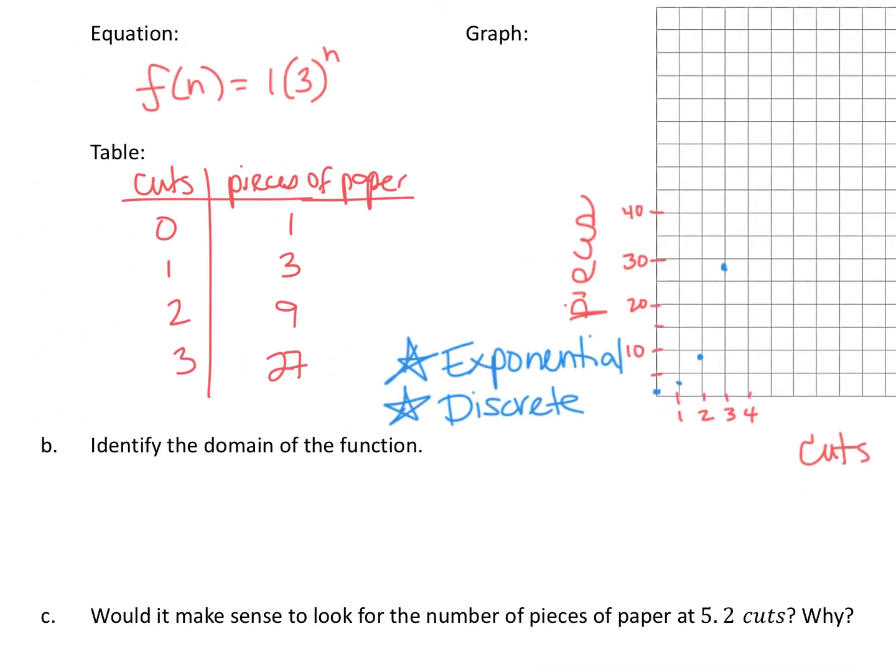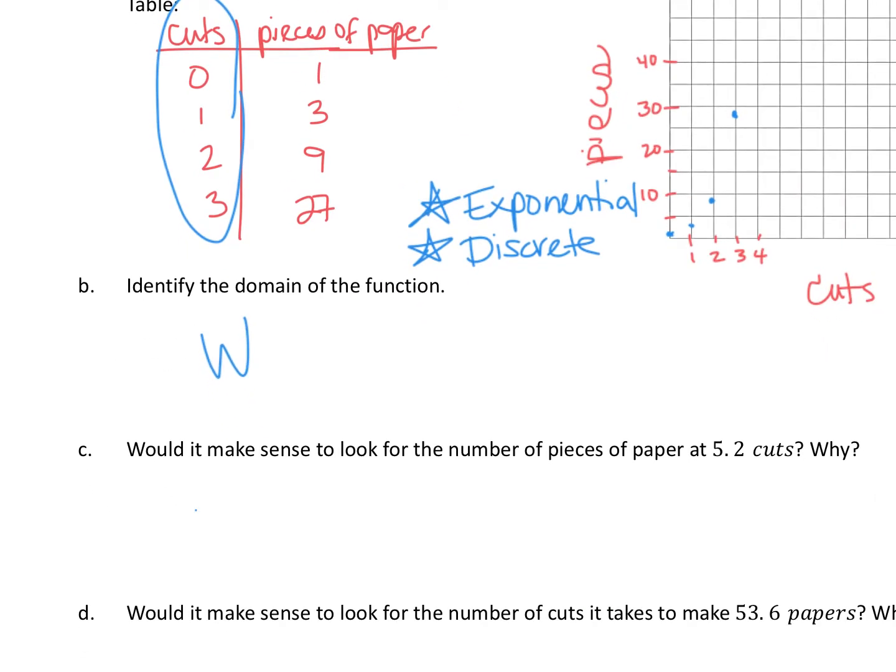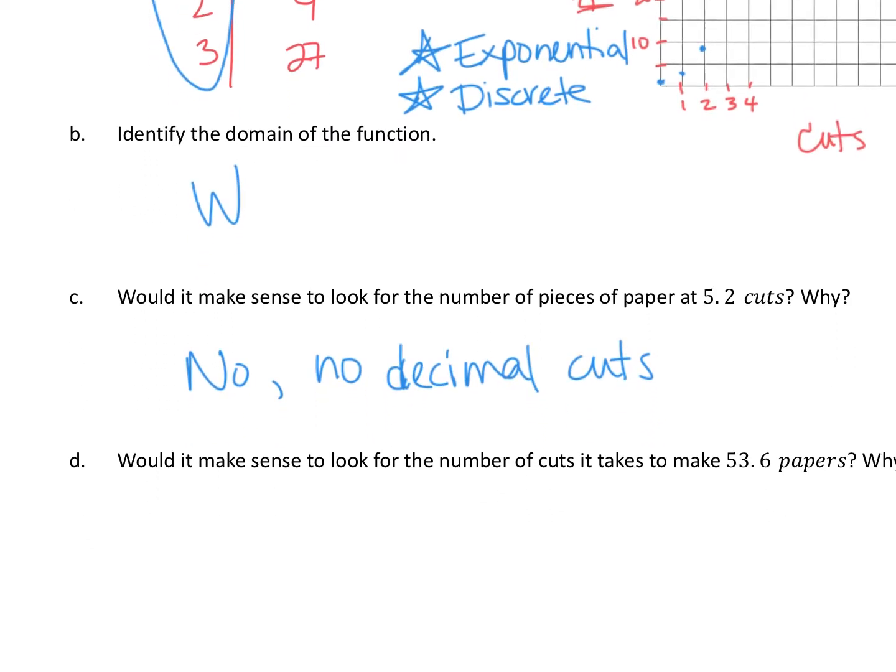All right, what is a good domain for this situation? So domain, remember, is the x values. 0, 1, 2, 3. That looks like whole numbers. Would it make sense to look for the number of pieces at 5.2 cuts? No. The situation is discrete. We have no decimal cuts. Would it make sense to look for the number of cuts it takes to make 53.6 papers? Same argument, right? There are no decimal papers.